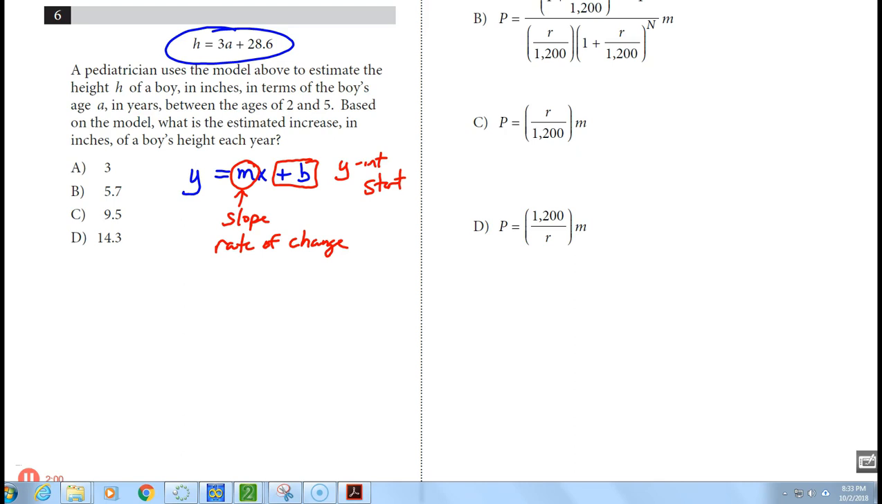Negative slope, it's decreasing. So looking at this equation here, h is kind of like my y, and a is like my x. So when I want to know how much you're increasing each year, that's represented by the slope. So that might have been a faster way to recognize that the correct answer was 3. But either way, as long as you get it right, it really is a personal preference.